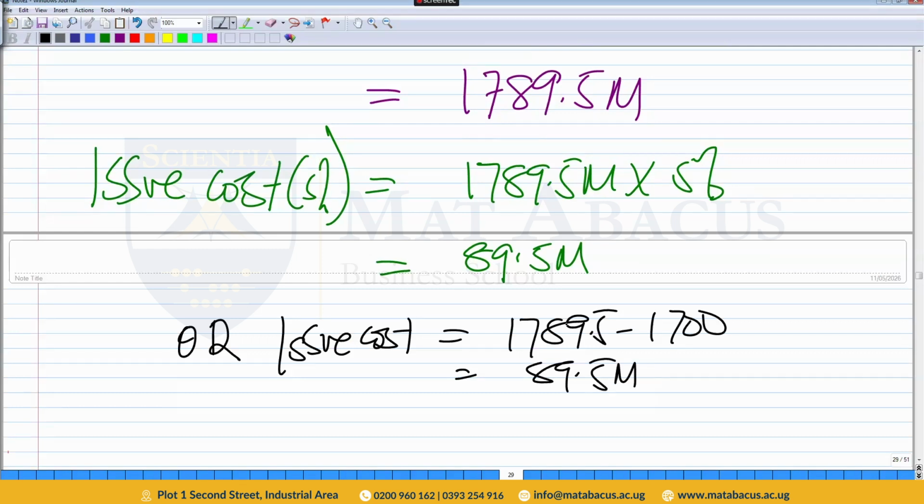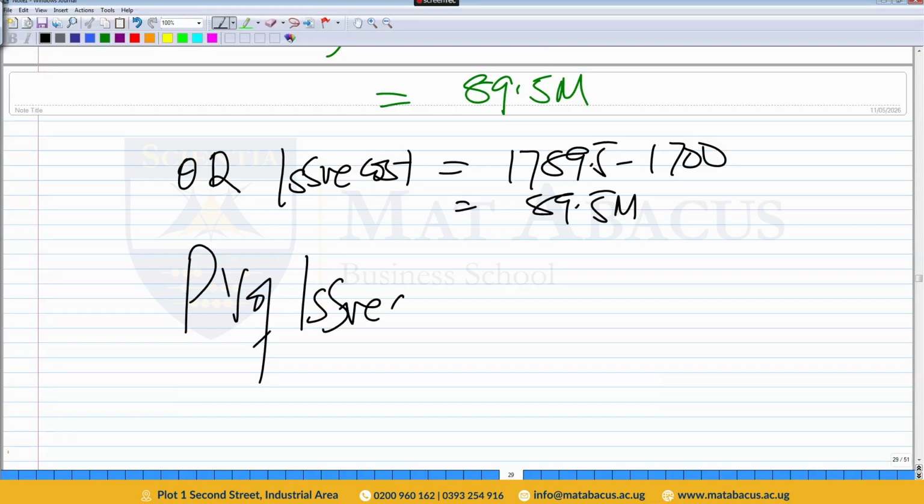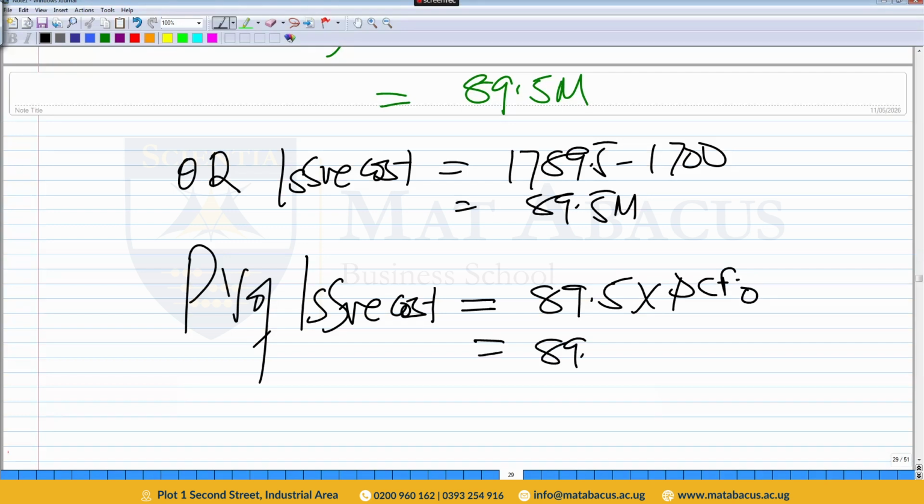Now, ideally, the issue costs are in year 0. Therefore, the present value of issue costs will be 89.5 times the discounting factor. In year 0, you will end up with 89.5 million. However, there's a problem. We go to the question.